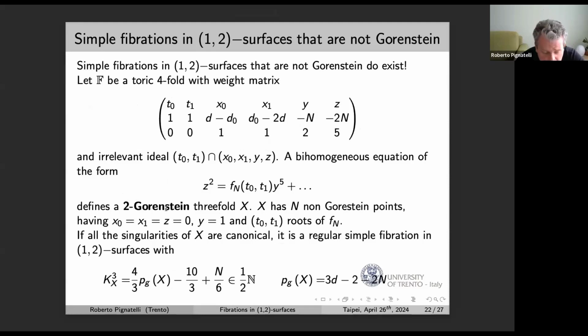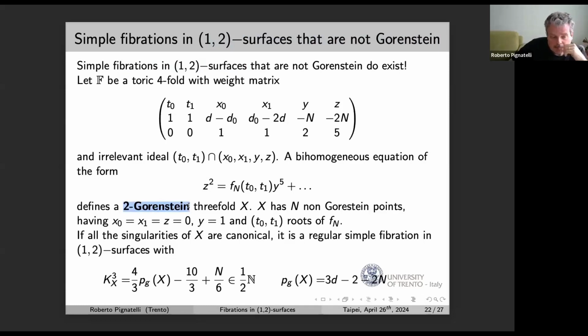Let me spend the last 10 minutes on the non-Gorenstein case, because that's the thing I'm more interested in now. Because I spoke all the time about simple fibrations that are Gorenstein. We have this theorem at the beginning that if you want equality in the Noether inequality, we need to assume Gorenstein. In fact, equality holds if and only if it is Gorenstein. But there are simple fibrations which are not Gorenstein. And in fact, a simple fibration in genus 2 surfaces is automatically Gorenstein. The assumption we gave implies that, and that's simple.